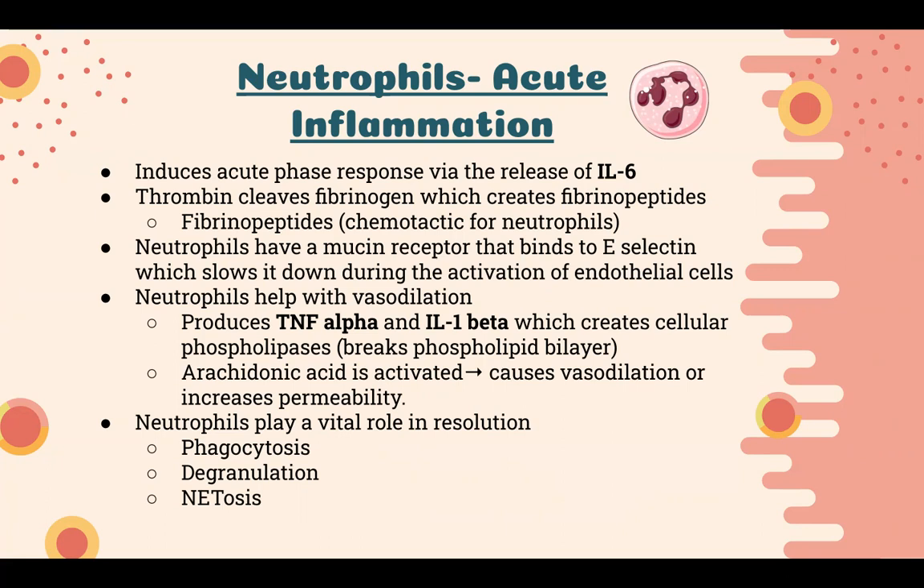Neutrophils aid in resolution. With phagocytosis, the neutrophil engulfs its microbe. Regarding degranulation, the neutrophil has granules with enzymes. These granules merge with the neutrophil's plasma membrane, allowing for the release of these enzymes, which degrade the microbe. In netosis, the neutrophils can extend nets of their DNA to trap the microbe. Within the net are enzymes such as elastase, which help break down the microbe.